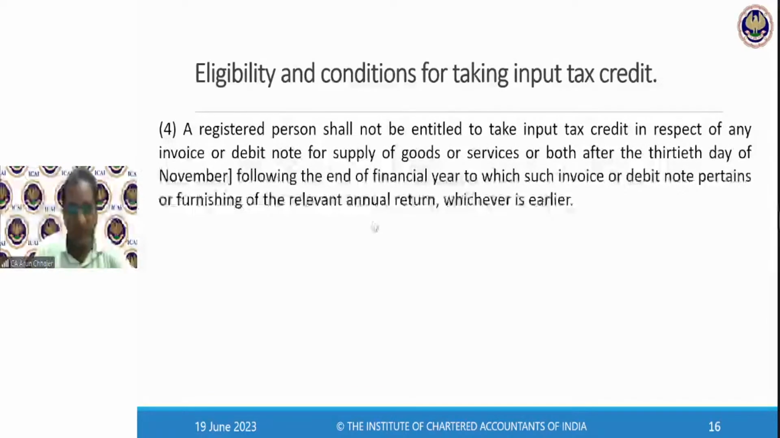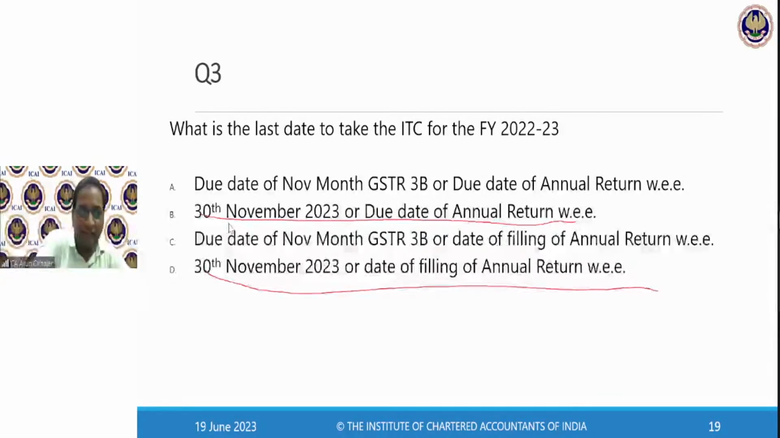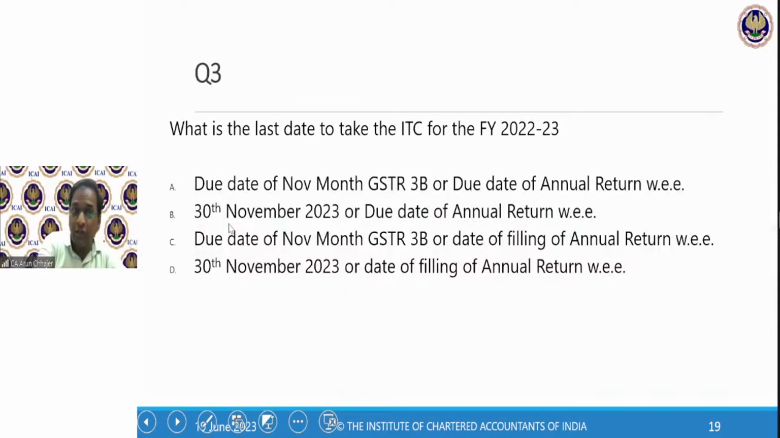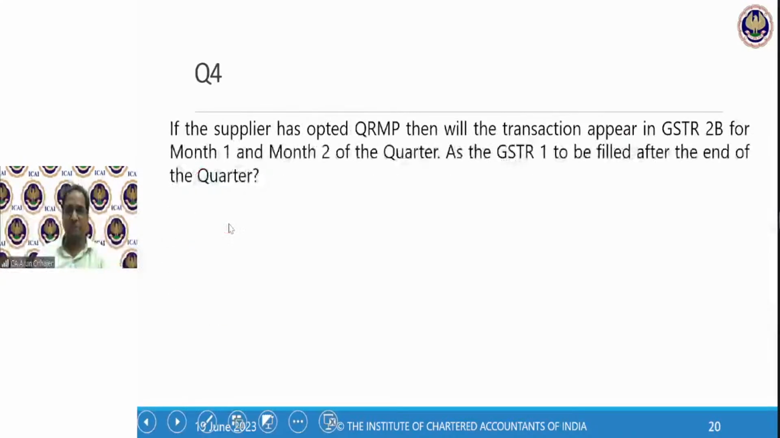What is the right answer? Now, please tell me what is the right answer. Options: 30th November or due date of the annual return, or 30th November or date of filing of annual return. Right answer is D. Thank you very much. Because they have removed the concept of due date. Now the actual filing date for the annual return and 30th November is being fixed. Okay. Next question.